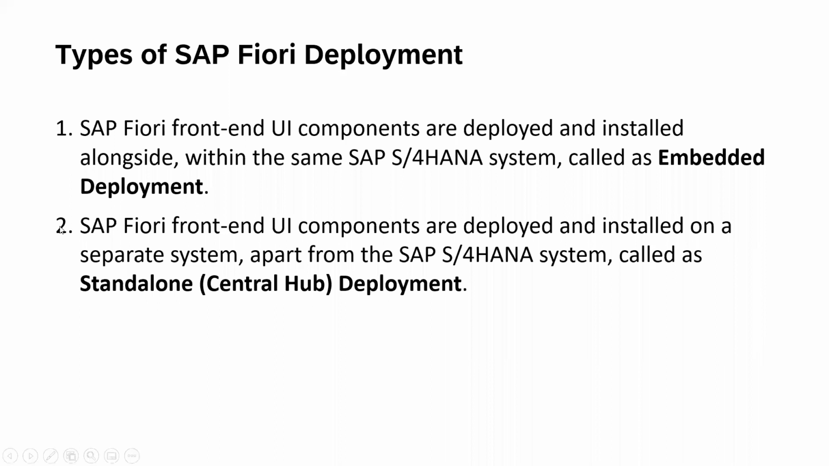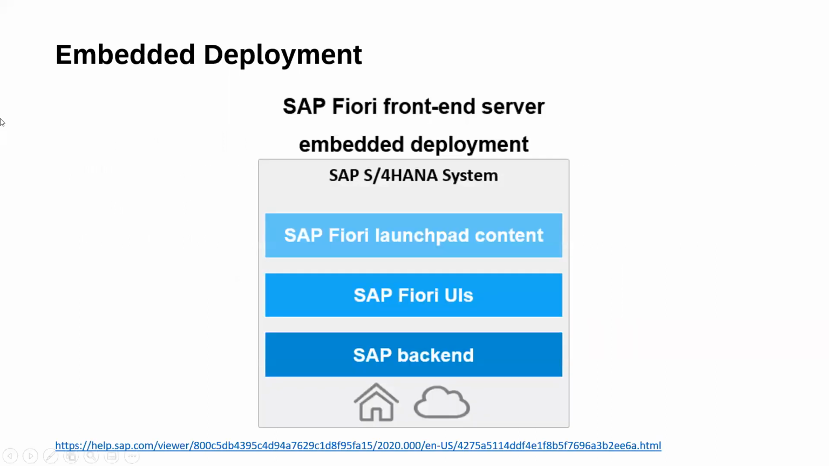And the other is where your SAP front end server is installed on a separate system and S/4HANA is a separate system. That is called a standalone central hub deployment. This is an example. So this is an embedded deployment.